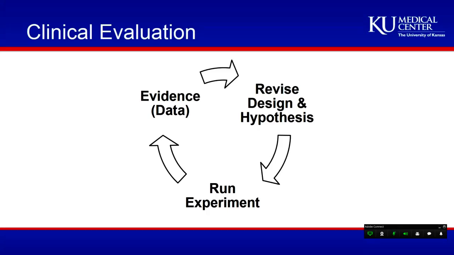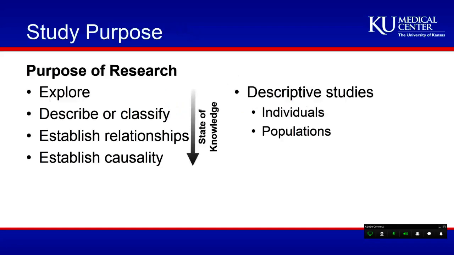From the new data, then we go back through the cyclical process, and hopefully at some point we move from bench, from the lab, to patients, from patients into real clinical studies, simple and then large RCTs, and then maybe eventually we have a breakthrough in treatment for patients. But the idea is that we don't always need to establish causality or establish relationships. We might only need to be exploring or describing or classifying individuals.